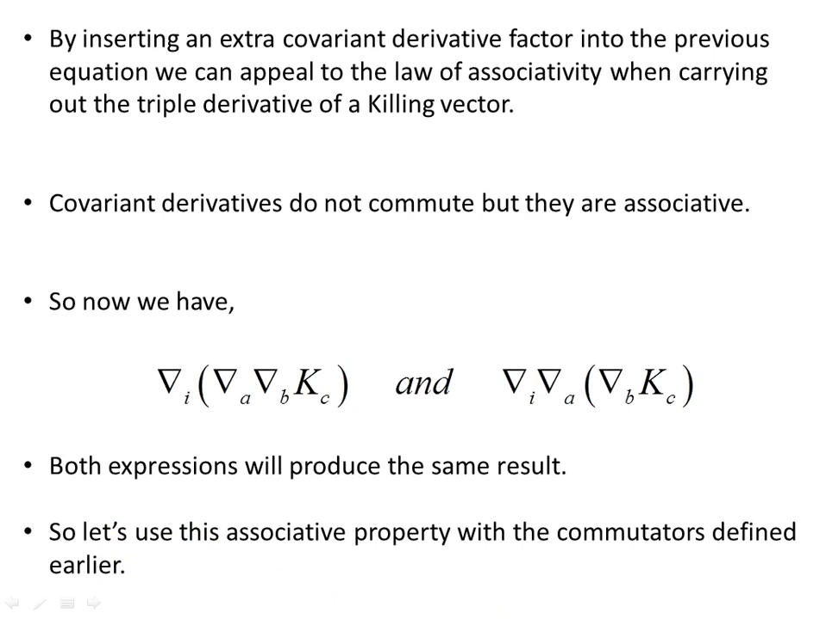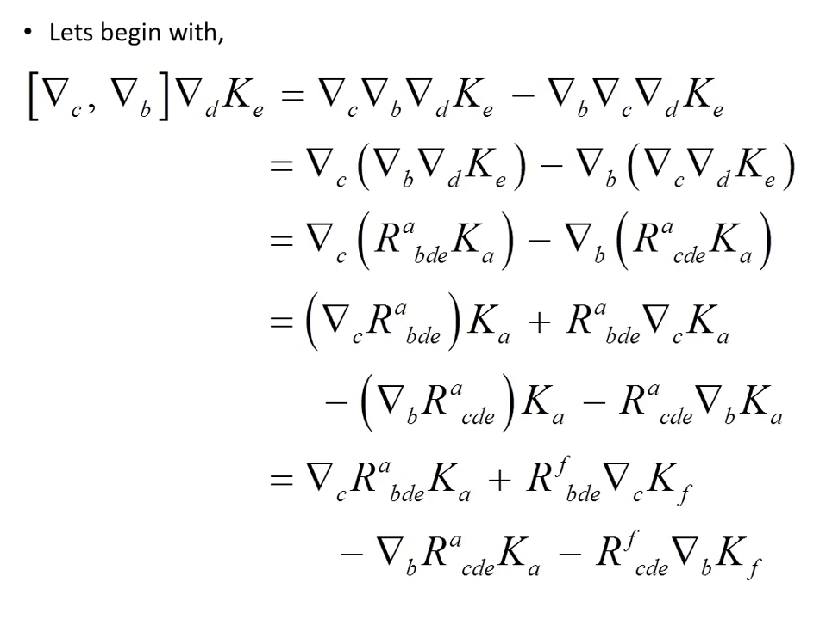So let's use this associativity property with the commutators as defined earlier, and let's begin to derive our first result. So here's a commutator, and del or nabla d ke, and writing that out, we have this. Then using associativity we'll perform this operation first, the ones in the parentheses, and we found from the previous video we have this result here. These two covariant derivatives acting on the Killing vector give us the Riemann tensor and the Killing vector, and same over here minus that.